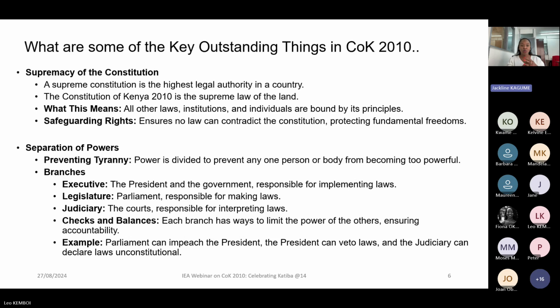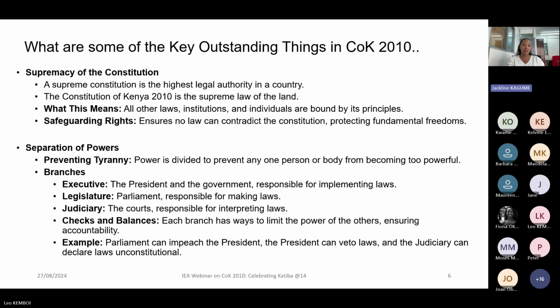Then I will now go to what we assess as some of the key outstanding things or highlights of the current constitution. So remember, now we've talked about what drove us or what brought us here. And so now we look at what are some of the things that this constitution does differently or elaborates in a way that we think is outstanding under our current constitution. So the first thing is the declaration or the supremacy of the Constitution.